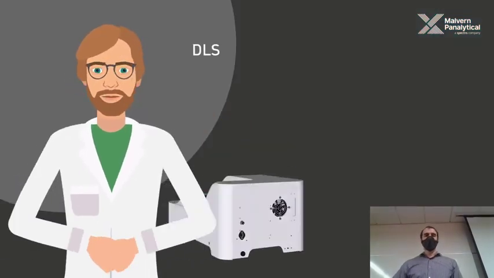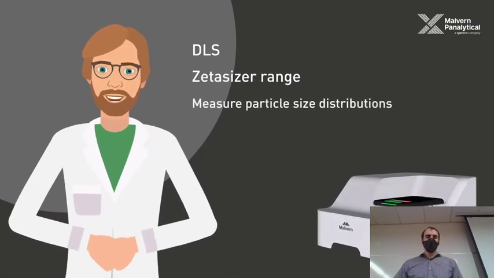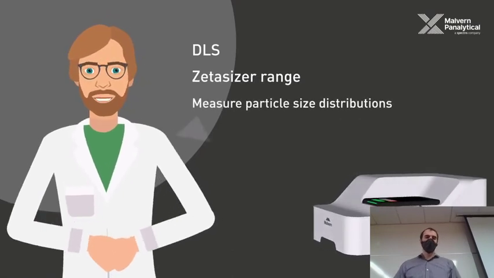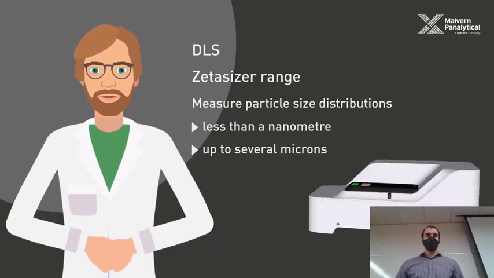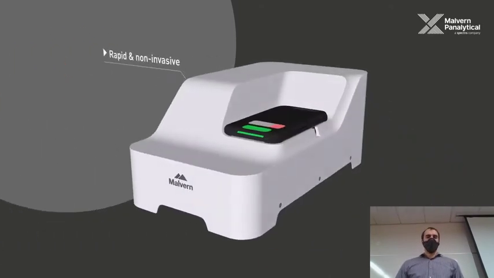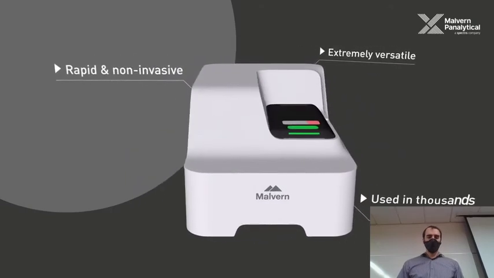DLS, as used in Malvern Panalytical's Zetasizer range, can measure particle size distributions ranging from less than a nanometer up to several microns in size. It's a rapid and non-invasive technique which is extremely versatile and used in thousands of applications.